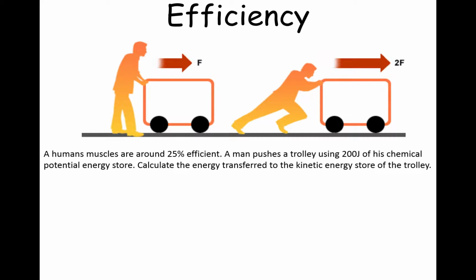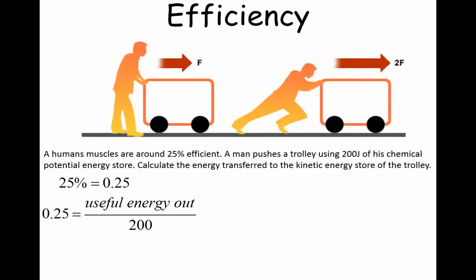Finally, a human's muscles are around 25% efficient. A man pushes a trolley using 200 joules of his chemical potential energy store. Calculate the energy transferred to the kinetic energy store of the trolley. Now this time we've been given the efficiency. Now first of all, we'll convert it from 25% into a simple numerical number less than 1. 0.25 is the efficiency. So we have 0.25 equals the useful energy out divided by 200.